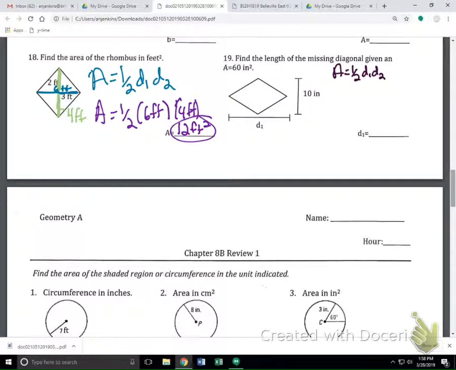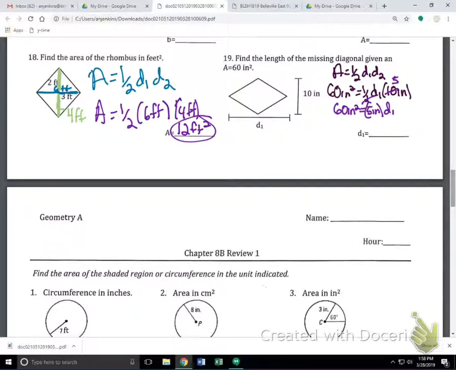So, in this problem, you are given the area, and the area is 60 inches squared equals 1/2. Diagonal 1, we don't know. We leave that as D1. Diagonal 2? Yep, 10 inches. 1/2 of 10 is what? It's 5, yes. So you end up with 60 inches squared equals 5 inches times diagonal 1.